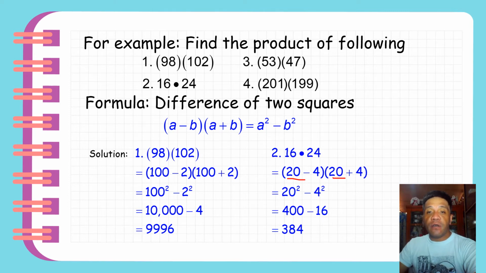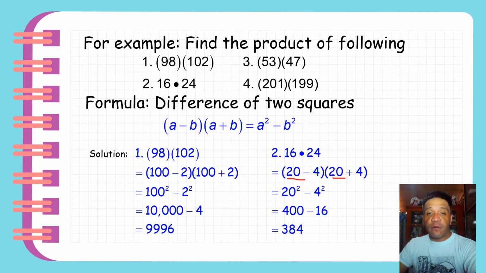So how do we come up with 16 based on the 20 that we have? 20 minus 4 gives us 16. Then 20 plus 4 gives us 24. Then 20 times 20, or 20 squared, is 400. Then 4 times 4, or 4 squared, is 16.